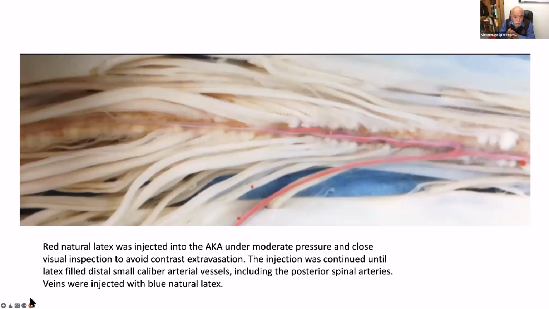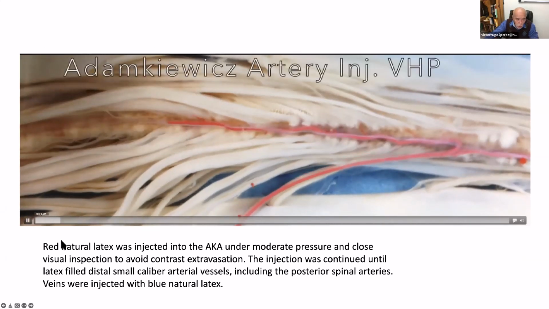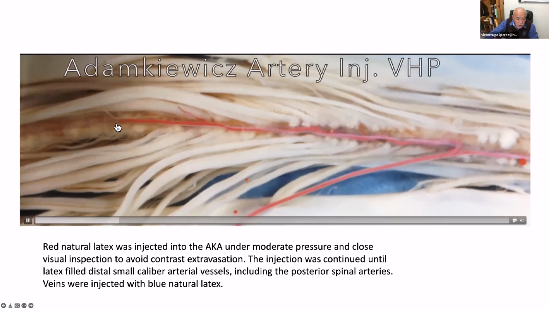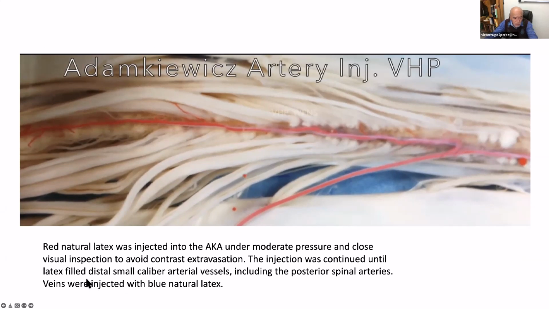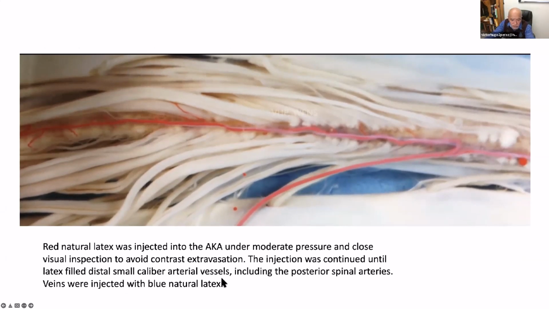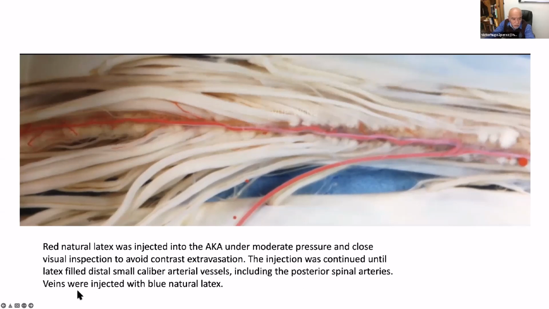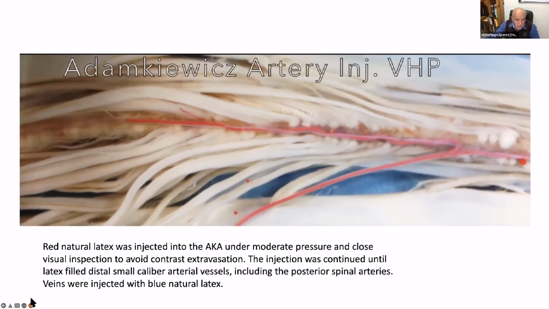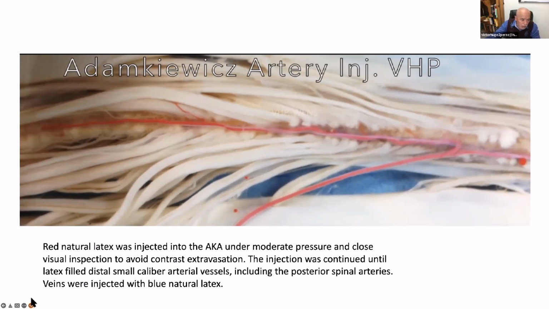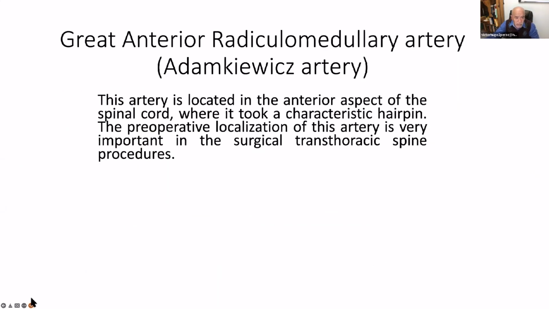And to show the spinal cord, red natural latex was injected into the Adamkiewicz artery under moderate pressure and close visual inspection to avoid contrast extravasation. The injection was continued until latex filled distal small caliber arterial vessels, including the posterior spinal arteries. Veins were injected also with blue natural latex. Here is this exercise in order to get some skills about vascular anatomy.